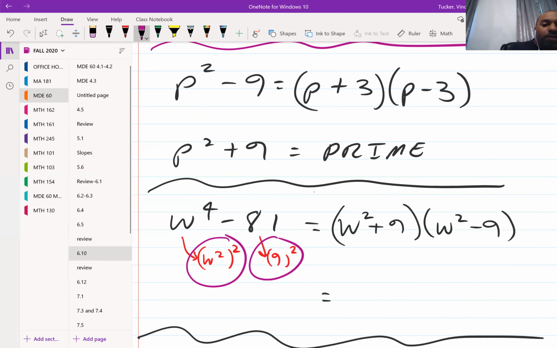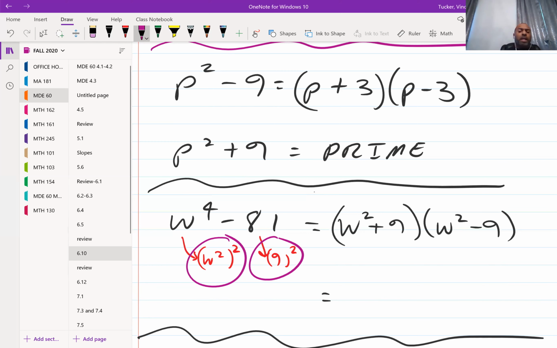Any problems with that first step? So that first step you were just mentioning was W squared squared plus 9 squared. You didn't go any farther than that, did you? Right, right, right. All right.